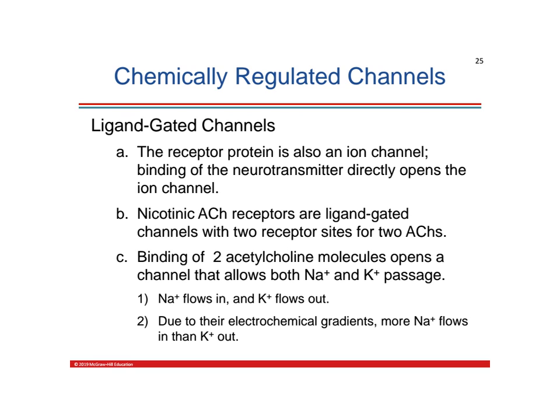Let's first talk in more detail about these ligand-gated channels. The receptor protein is also an ion channel, as I mentioned earlier. The neurotransmitter binds directly, and this leads to the opening of the ion channel. Nicotinic ACh receptors are ligand-gated channels with 2 receptor sites for 2 acetylcholines. In other words, it'll only open when 2 acetylcholine molecules bind to it. This particular channel allows for both sodium and potassium to pass through it, and in fact, the permeability of this channel is equal for sodium and potassium.